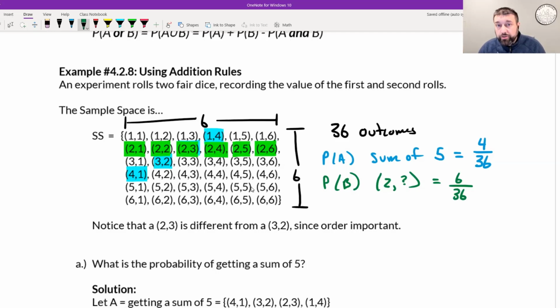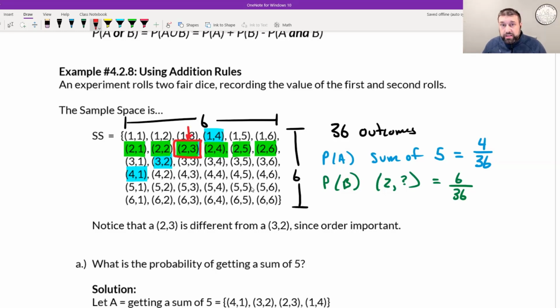So I've got 4 out of 36, which is the probability of A happening, getting a sum of 5. And I have 6 out of 36, which is the probability of B happening, that the first digit is a 2. Now, are they mutually exclusive? They are not mutually exclusive because they actually share this number. The roll 2 comma 3 is both in set A and in set B. So just be aware of that for right now.